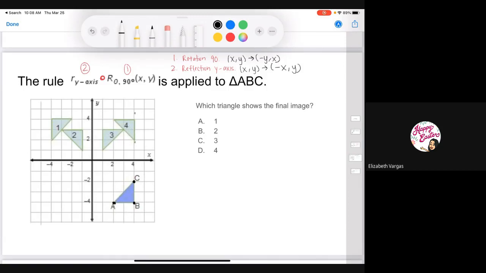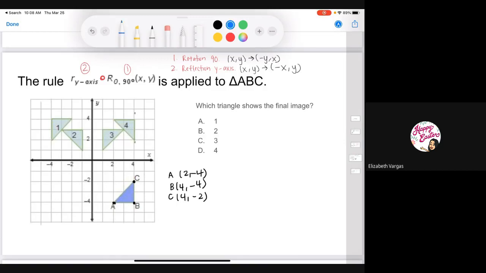So we're going to start with our pre-image coordinates. Our pre-image is located, put it right here. A is located at 2 and -4, sorry. B is located at 4 and -4. C is located at 4 and -2. Okay, so that's where my pre-image is.